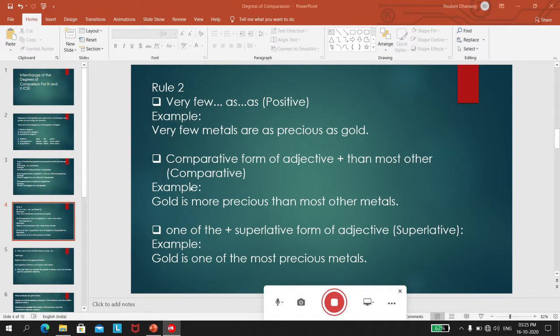So when you're trying to understand rule number 2, first understand the meaning of the sentence. Very few metals are as precious as gold. Gold is more precious than most other metals. That means gold is not the only precious metal. Let me give an example.